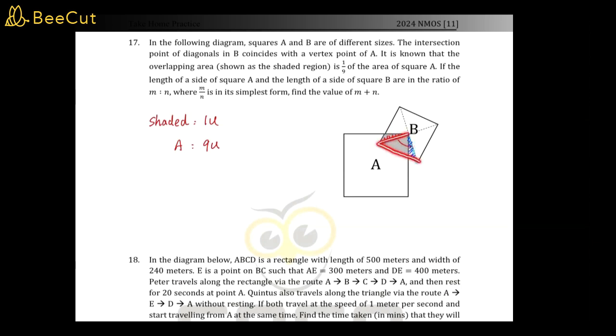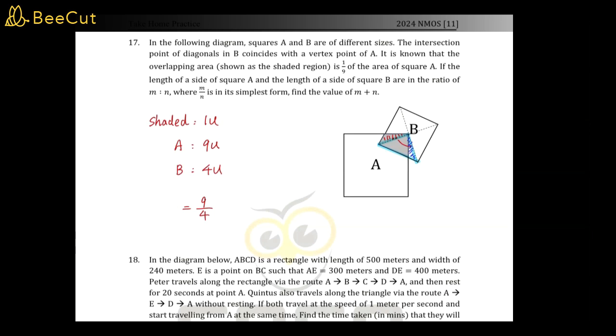Now this one equals the shaded area, because these are the diagonals of the square. So this is cut into 4 equal parts. Each of them is 1U. So the small square is 4 units. So the area ratio is 9/4. Sorry, M/N is the side ratio. So the area ratio is 9/4.